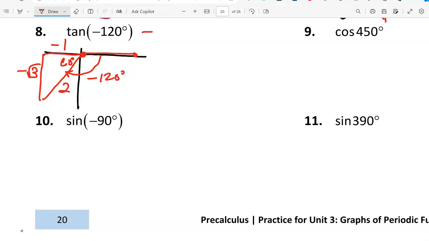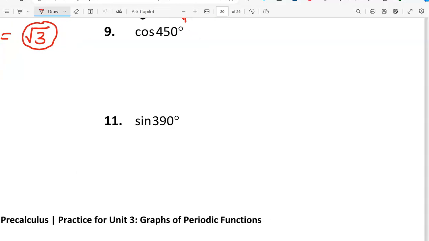So tangent is the opposite divided by the adjacent, and that's a negative divided by a negative, so the result is positive. We never leave a denominator of 1 because you can divide by 1 very easily. The square root of 3 divided by 1 is the square root of 3.